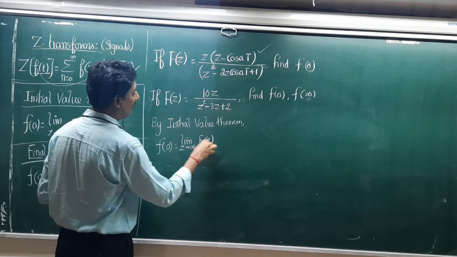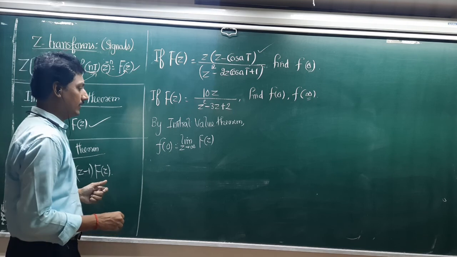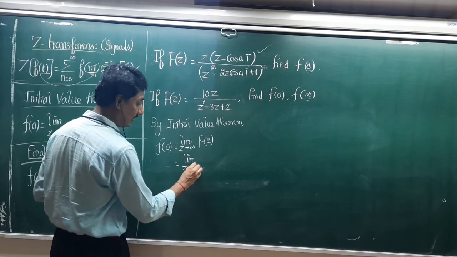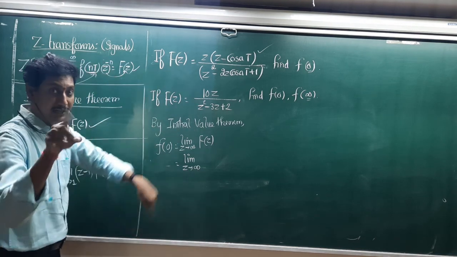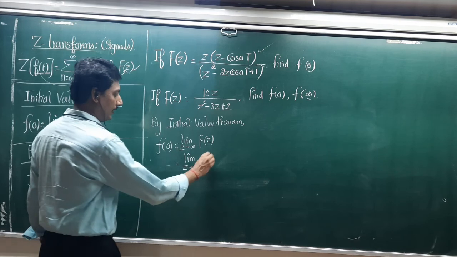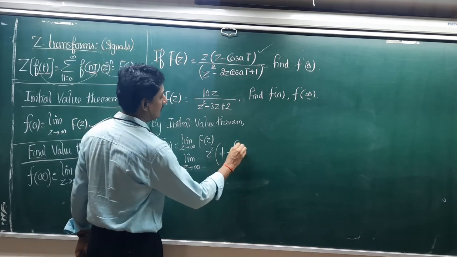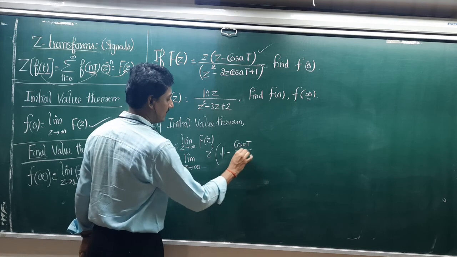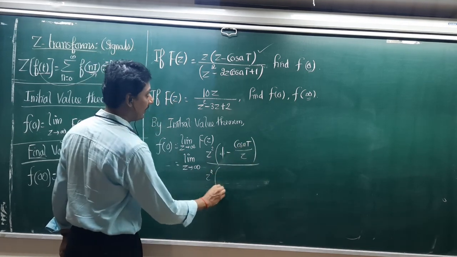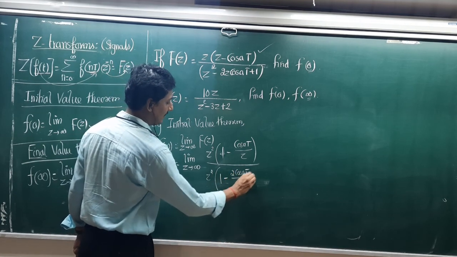Now this time F(z) is z into (z minus cos aT) by (z square minus 2z cos aT plus 1). Can we substitute z tends to infinity directly? We get infinity by infinity. It becomes undefined, which contradicts the given input. So what are we going to do? Take the z outside. So z square minus 1 is 1 minus cos aT by z. Take the z outside before applying infinity. Taking the z square from the denominator as well, minus 2 cos aT by z plus 1 by z square.